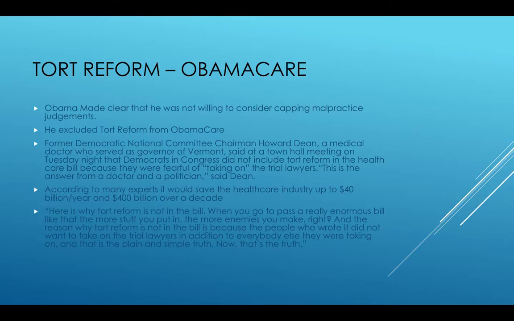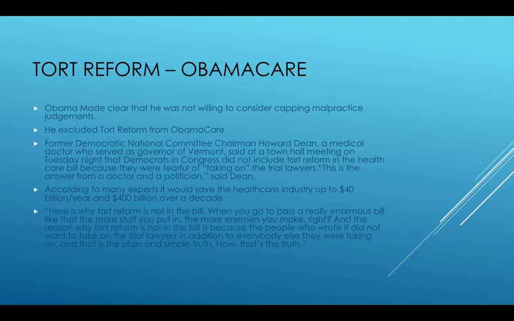According to experts, these laws would save the healthcare industry up to $40 billion a year and $400 billion over a decade. Now, here's why, according to Howard Dean, they would not.